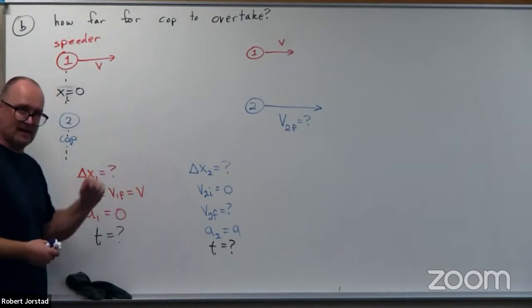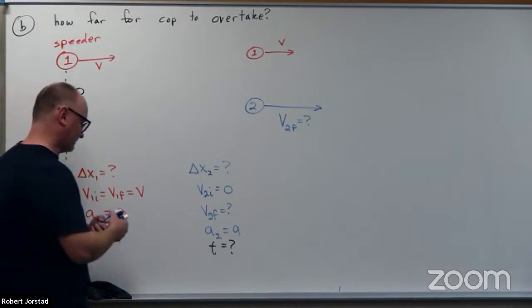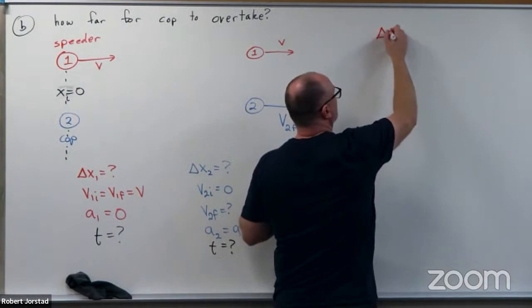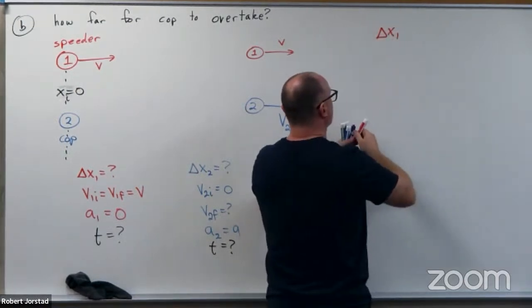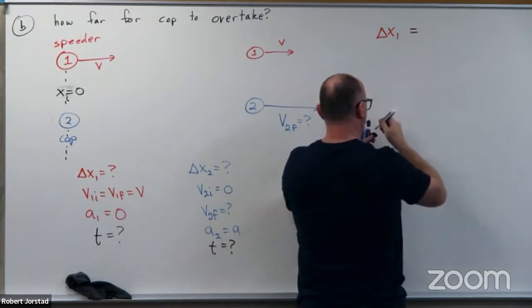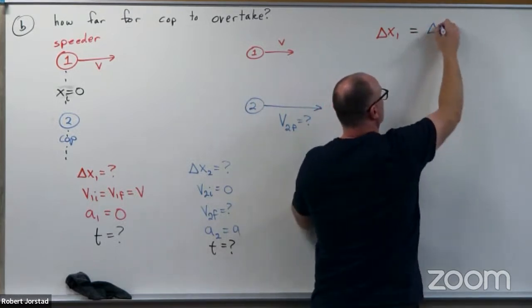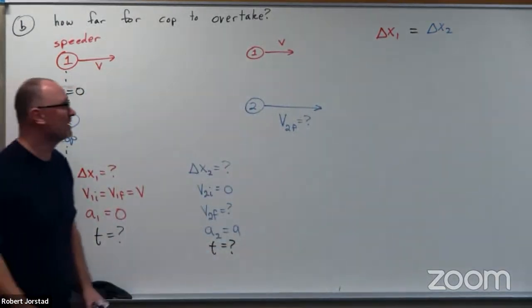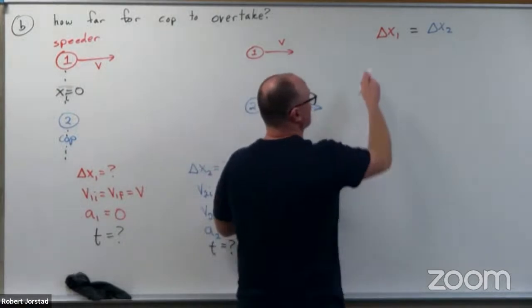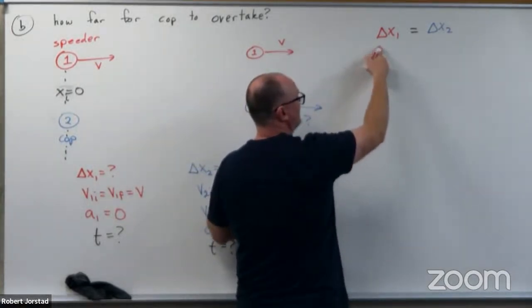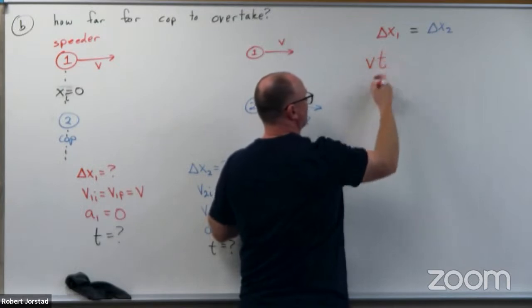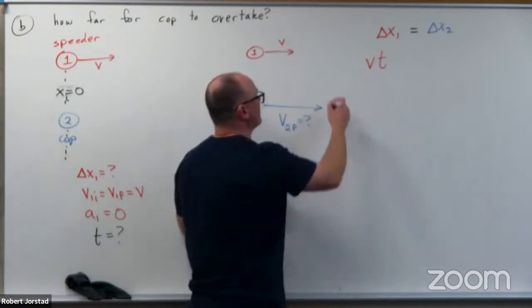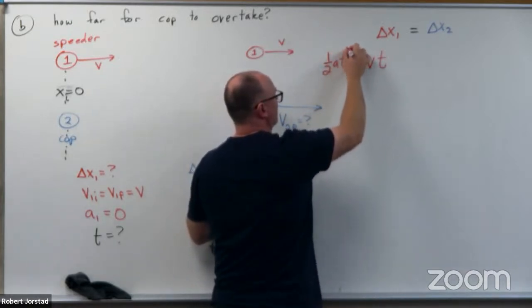Even though I don't know what it is, check out this move. I could say the two delta x equations are equal. I don't know what they are, but I do know that delta x1 should equal delta x2. Otherwise, the cop wouldn't be catching up. So now I'm going to write an equation for delta x1, which for this one is just vt. You might be saying, where's the 1/2 at squared? Well, okay, let's put it in there and then set it to 0, if that's right.